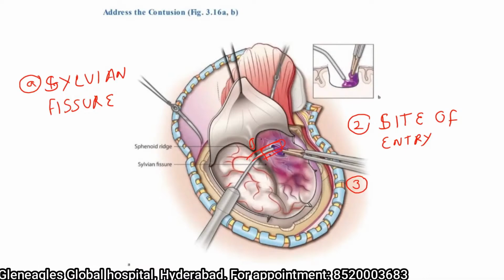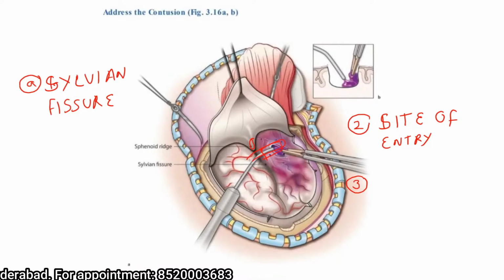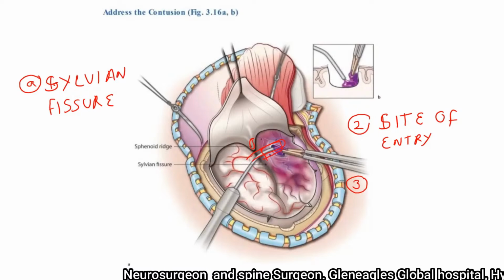And one more important point: this part of the surgery, that is evacuation of the hematoma, is at its best done with the help of an operating microscope. In our institute, it's always done with the microscope. Coming to the next step.